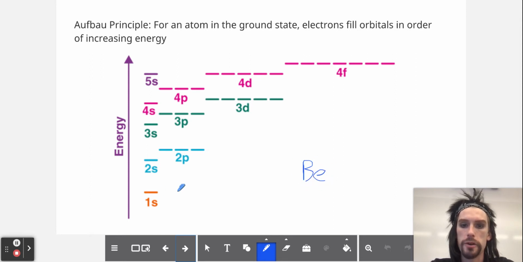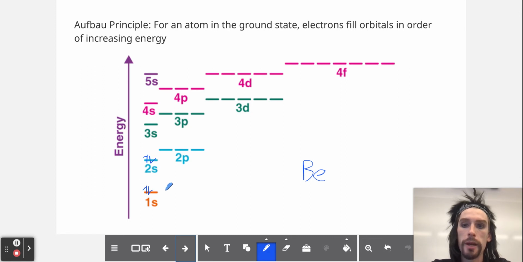Beryllium has 4 electrons, and the first 2 electrons are going to fit into the 1s orbital, the lowest energy orbital. And then the next 2 electrons are going to fit into the 2s. And note that I'm putting 1 electron up and 1 electron down. More on that later. But those arrows each represent 1 electron.